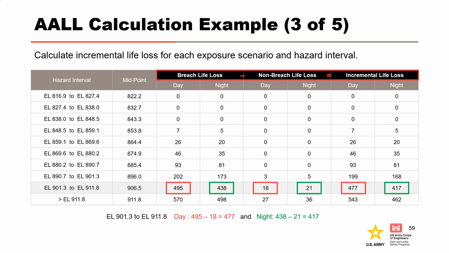the incremental life loss. For the second to last interval, elevation 901.3 to elevation 911.8, the math is shown. For the day exposure, the incremental life loss is equal to 495 minus 18, which equals 477, as shown in red. And for the night exposure, which is shown in green, it is 438 minus 21, which gives us 417.